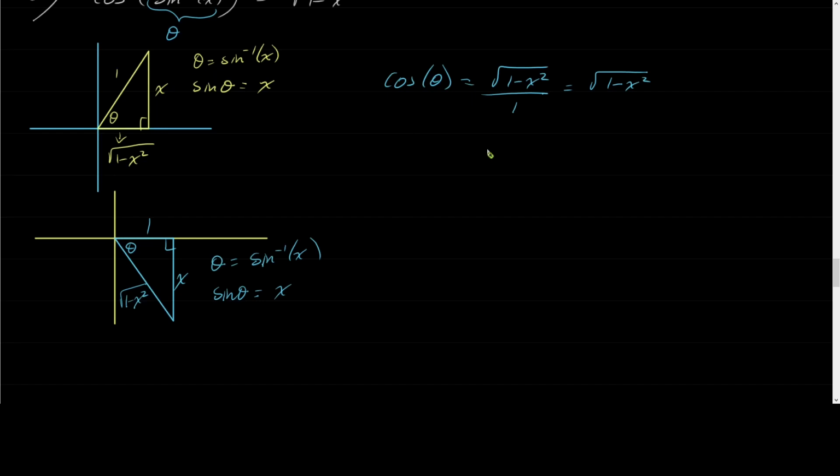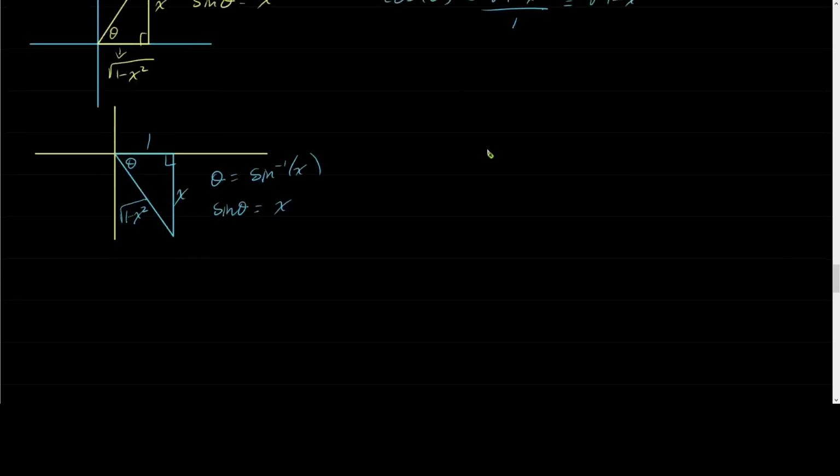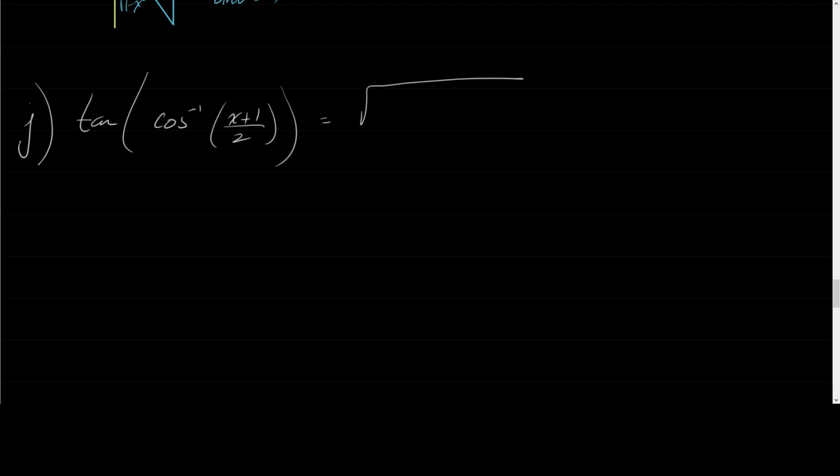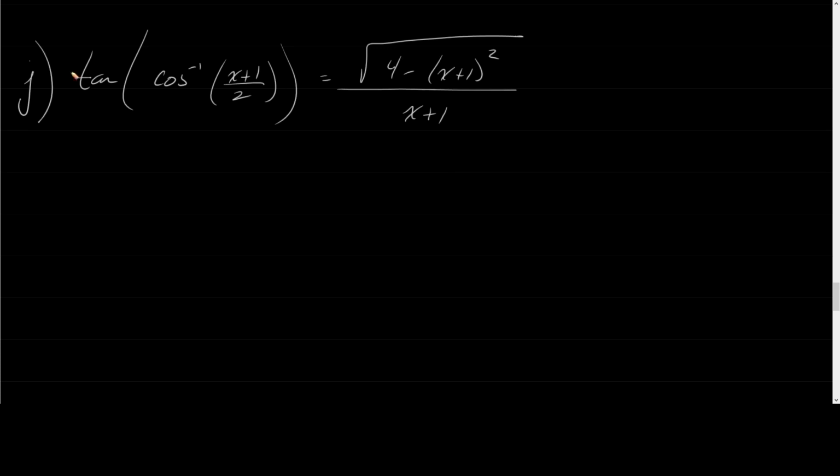Let's look at another one. Let's say that I have something like tangent of cosine inverse of (x plus 1) over 2. All right, and we want to show that this is equal to the square root of 4 minus (x plus 1) squared, and all of that over x plus 1. So once again, I'm just going to start by saying, well, the inside of tangent must be an angle, so I'm going to call this entire thing theta.